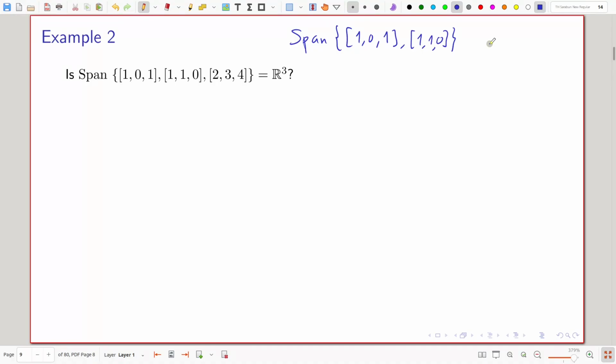What does this span look like in class? Okay, so if you have two vectors, and they're not in parallel, the span that you get is a plane. Okay, so if you have a three-dimensional space and you have maybe another vector, the span will look like that. Okay.